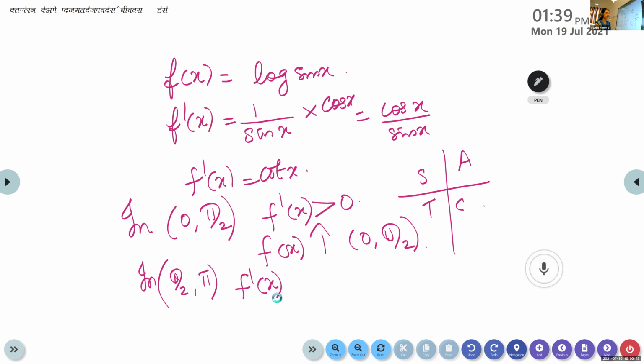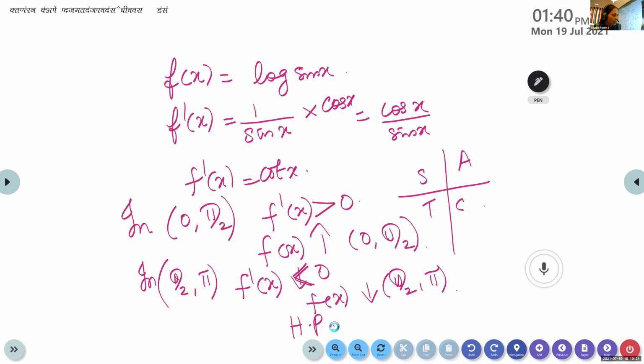F dash of x. In the second quadrant, which one is positive? It is negative, isn't it? Sine and cosec will be positive. So f dash of x will be negative. So f of x is a decreasing function in the interval pi by 2 to pi. Hence we have proved the result.